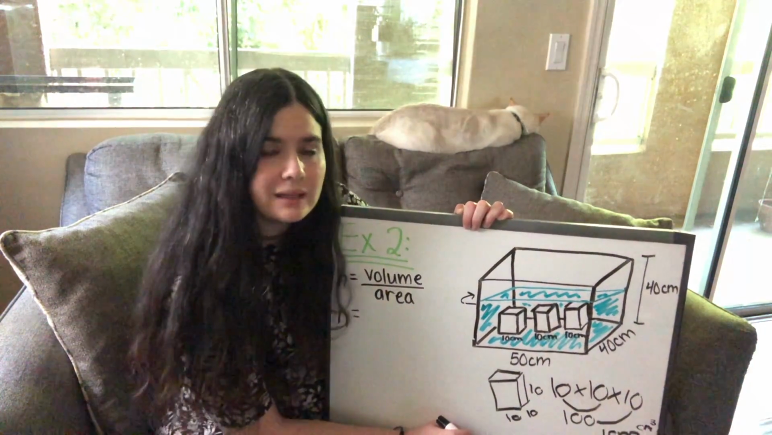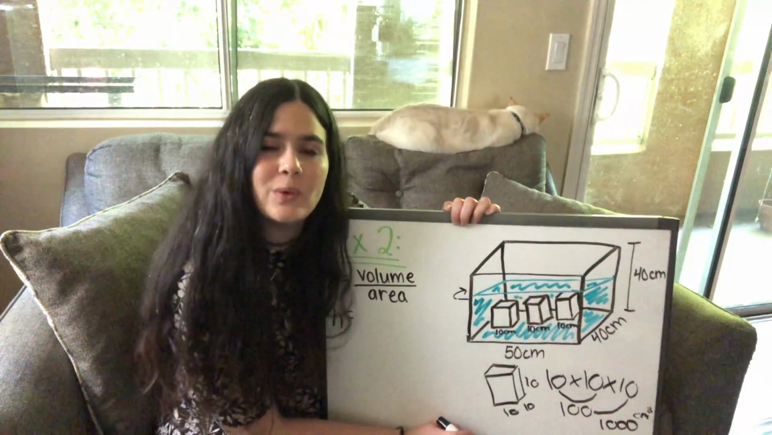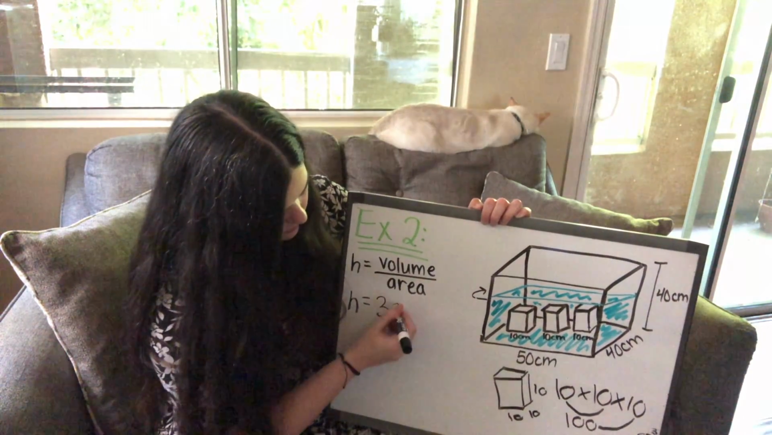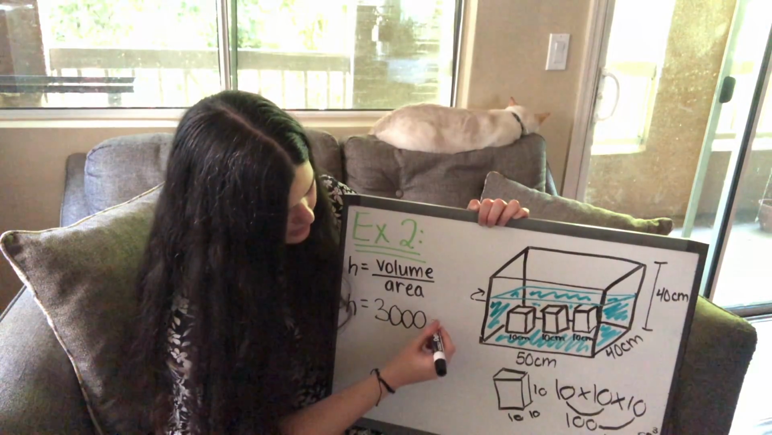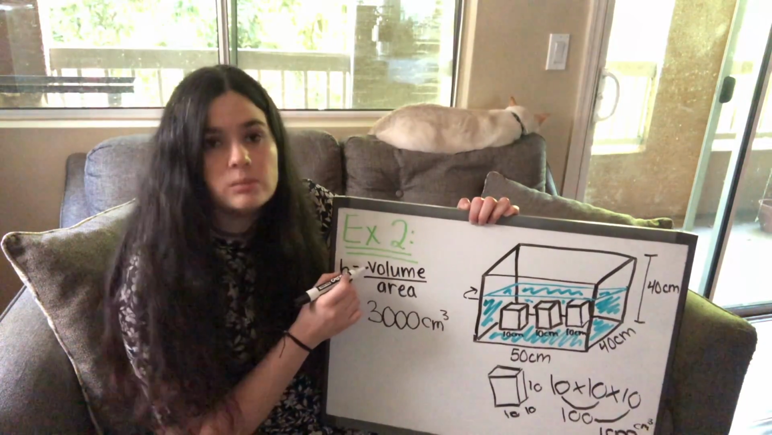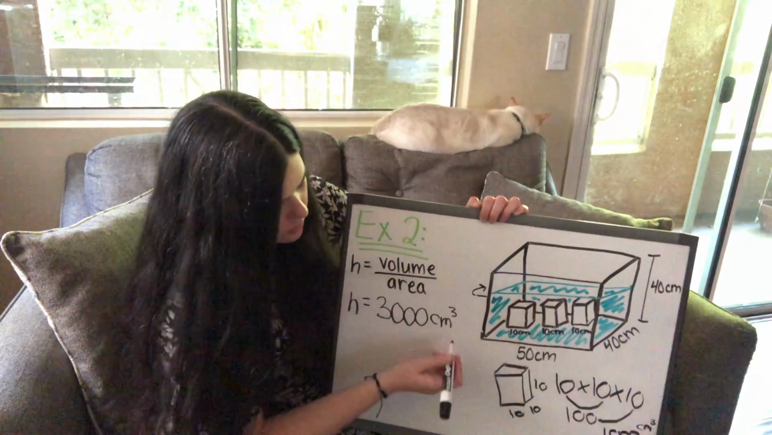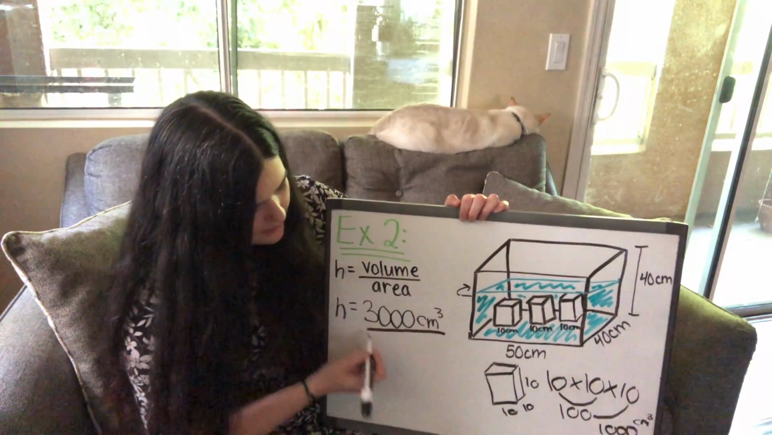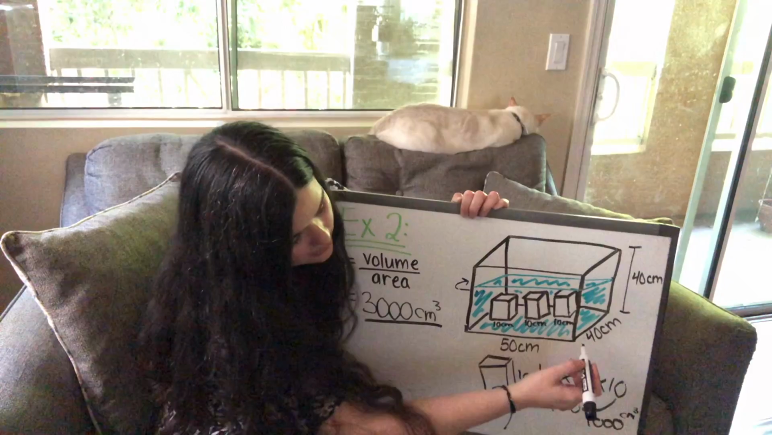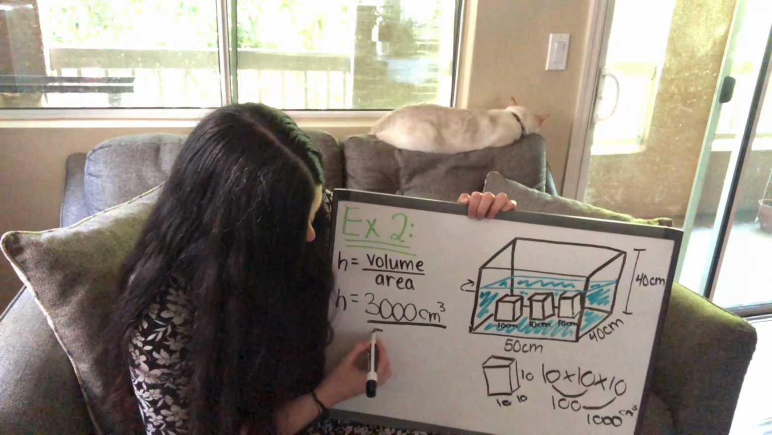But since we have 3 of them, we are going to need to multiply this volume by 3. What is 1,000 times 3? 3,000. And we know our unit is centimeters cubed. So where we had volume in our formula, we just plugged in our 3,000 centimeters cubed from our 3 cubes. We'll divide this by the area of the base. So our base is 50 centimeters by 40 centimeters. We're going to multiply those 2 numbers together.